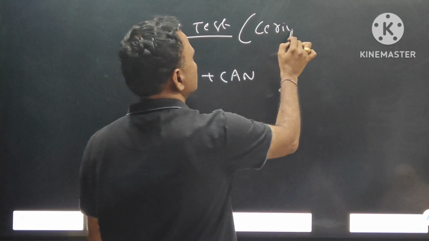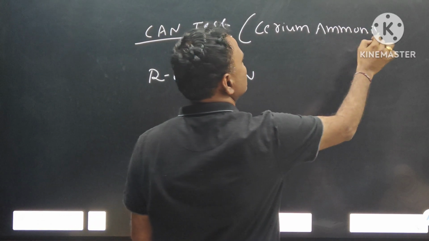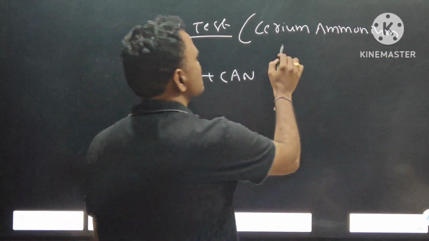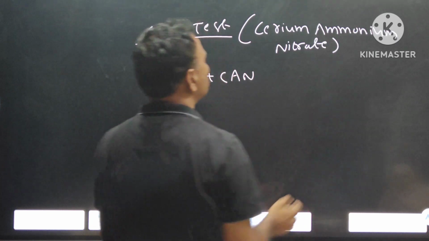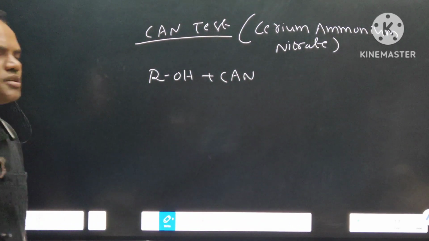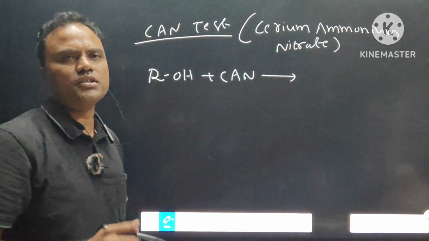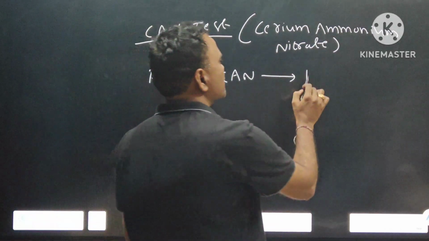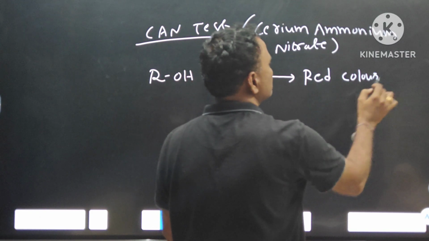Abbreviation, ceric ammonium. Ceric ammonium nitrate test. The CAN stands for ceric ammonium nitrate. It is a chemical used to detect alcohols. See, actually, this is not for the distinction. If alcohol is present, then you will get a red color complex. I will tell you where it is used.